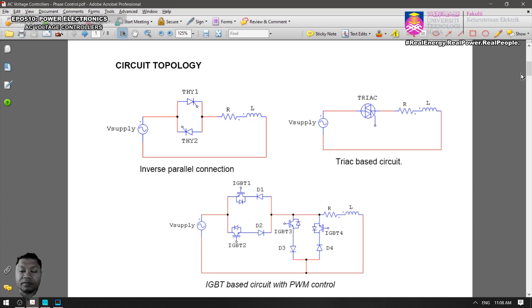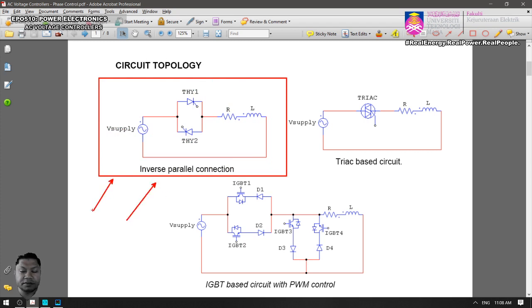As I mentioned, this is only a basic circuit that we're going to discuss in EPO 510. Outside, there are many circuits that can do the AC voltage conversion. For example, you can have a matrix converter, which can do this AC voltage control as well. All right, so in EPO, we're going to discuss only the inverse parallel connection circuit.